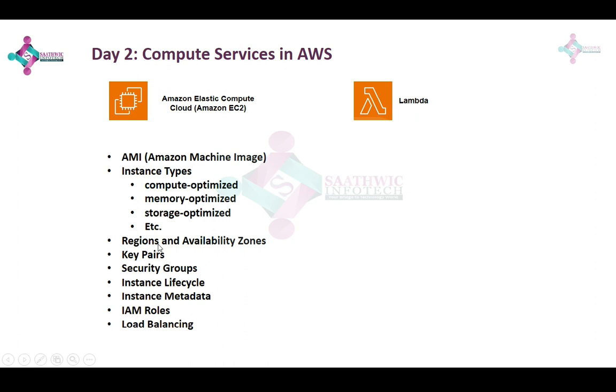And also we are going to see how region and availability zones come into the picture with EC2. And again key pairs, which we discussed many times, but we will discuss today too. And a few things about security groups, life cycle management of EC2, instance EC2 metadata, IAM, and load balancing. IAM and load balancing we will see in later sessions, but today we will cover majorly the EC2 part.